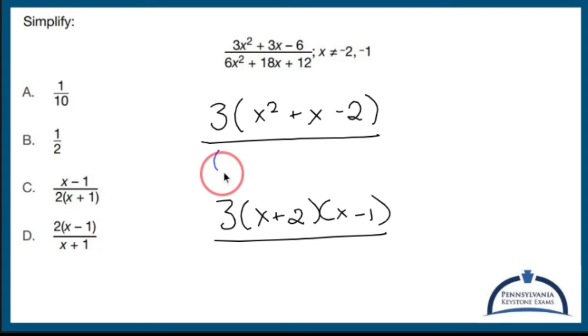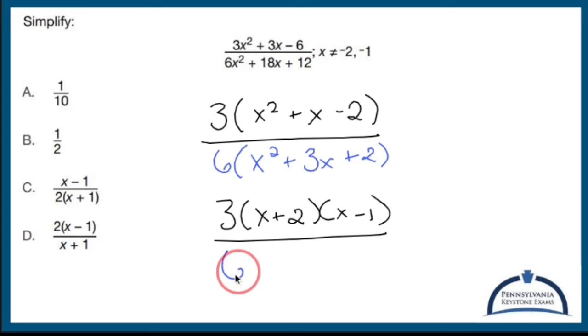I could probably bring out a 6, and there's no probably about it. I can bring out a 6 because a 6 is divisible from 6, 18, and 12. By dividing a 6 out of this guy, I'm left with x squared. By dividing a 6 out of 18x, that gives me a 3x, and dividing a 6 out of regular old 12 is regular old 2. Now I need to come up with two numbers whose sum is 3, adds up to 3, but multiplies out to 2, so let's go with 2 and 1.